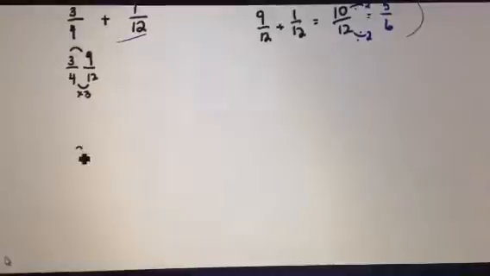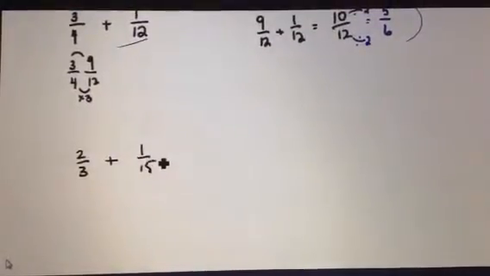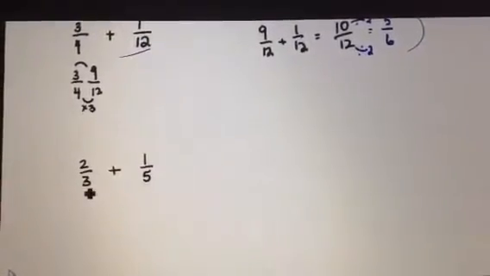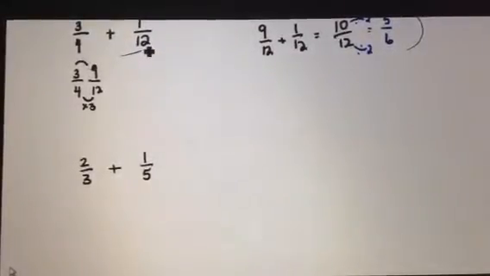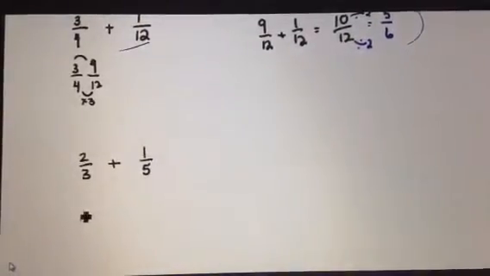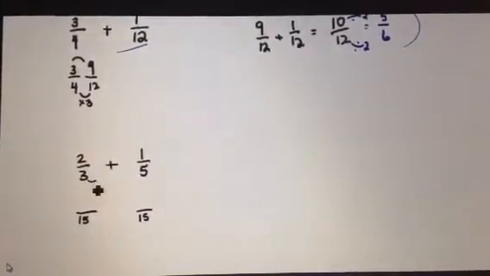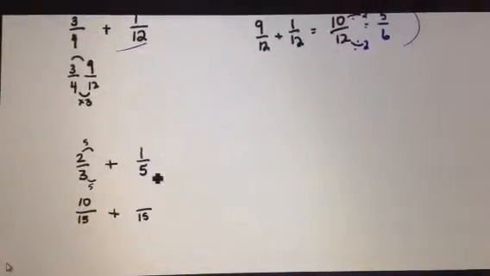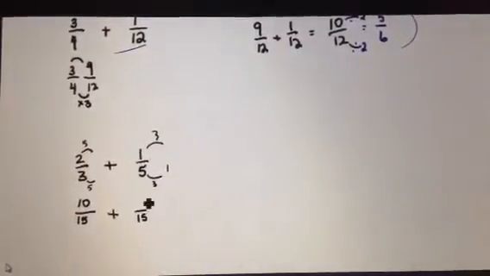Let's try 2/3 plus 1/5. Okay, when I look at these 3 and 5, I mean, I can't turn a 3 into a 5. Like up here, I turned a 4 into a 12. So I need to get a common denominator. So in this case, I'm just going to choose 15. So what did I multiply to get there? 5. So you multiply the numerator by 5 also. This one I had to multiply by 3. So I multiply the numerator by that also.